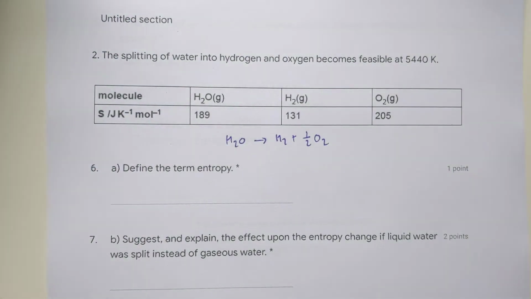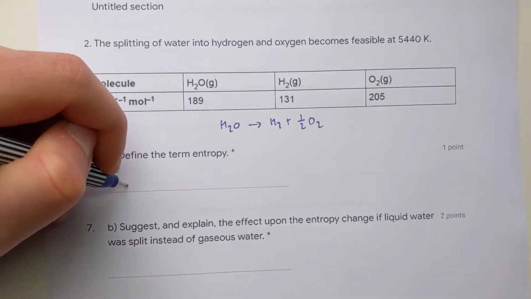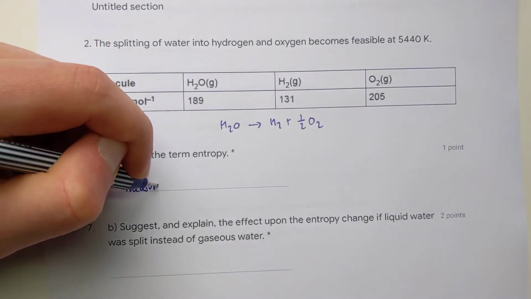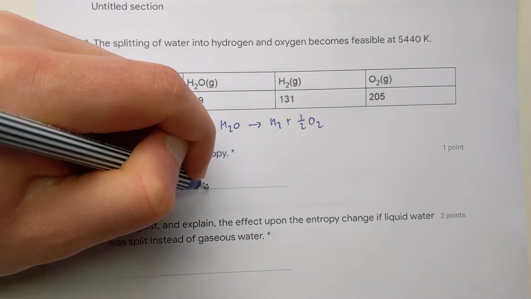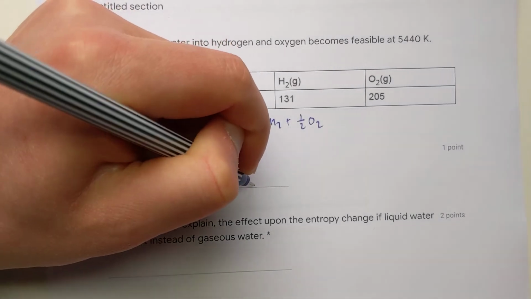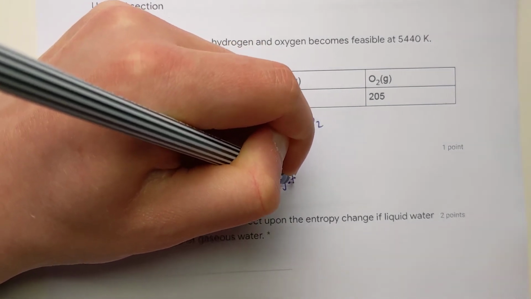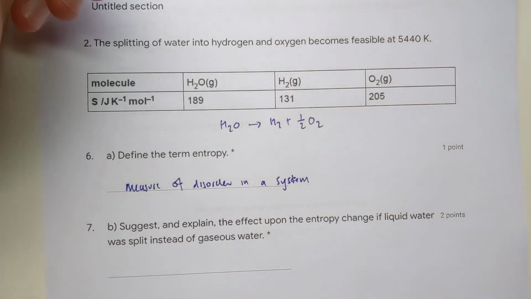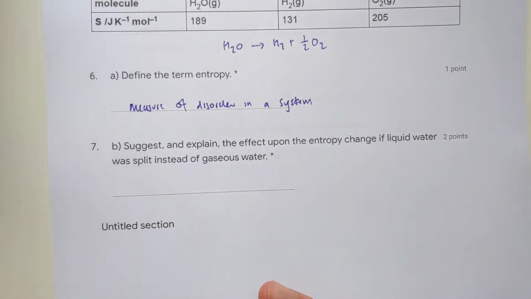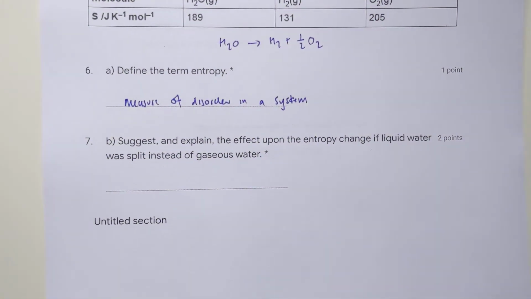First part defines entropy, just a straight one out of the notes. It's the measure of disorder in a system. Remember, in a system just means an enclosed space or a reaction you're studying yourself. 7b, suggest and explain the effect on the entropy change if liquid water is used instead of gaseous water.